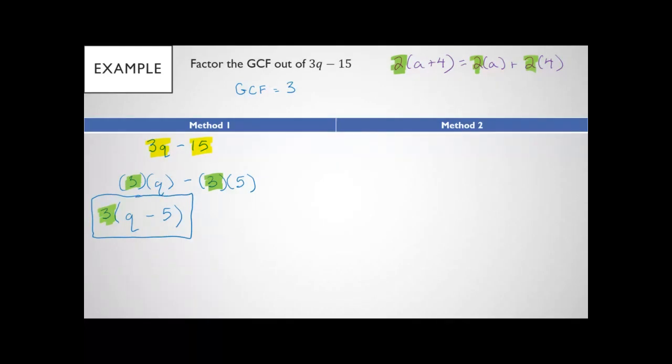We've pulled out what was in common and put that in front, and then what was in parentheses is what remains. So that's method 1. Method 2 is my method. You start at the same place. You find your greatest common factor. You identify that, and you have your expression 3q minus 15.